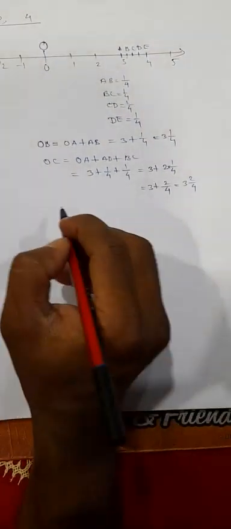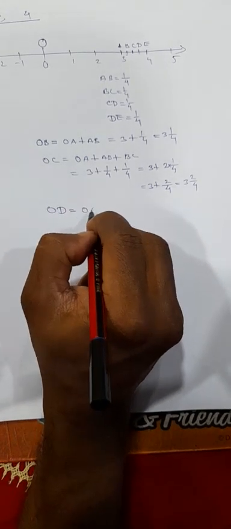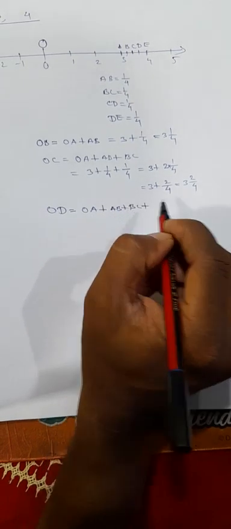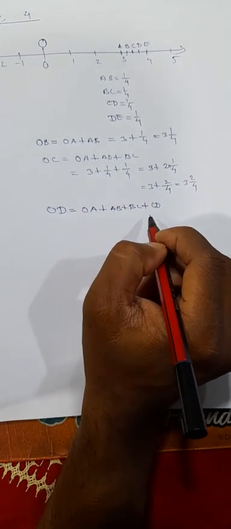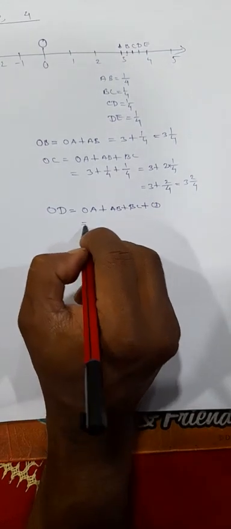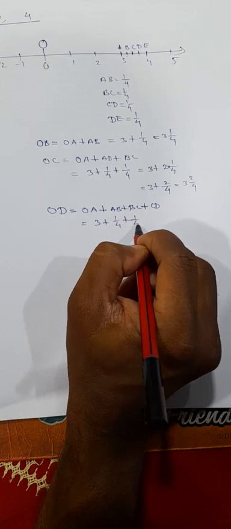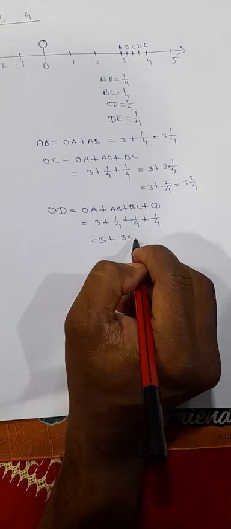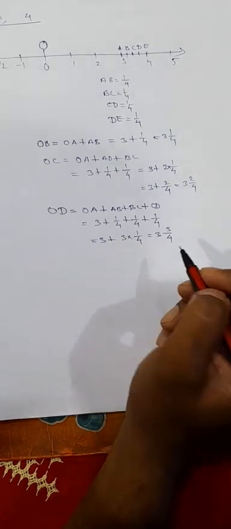3 2/4. Similarly, OD equal to OA plus AB plus BC plus CD. OA means 3, AB is 1/4, BC is 1/4, CD is 1/4. Now 3 plus 3 times of 1/4, 3 and 3/4, right?